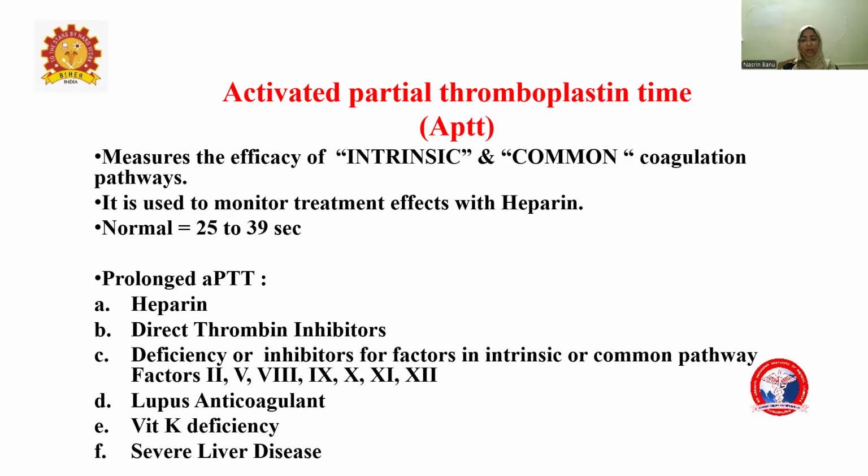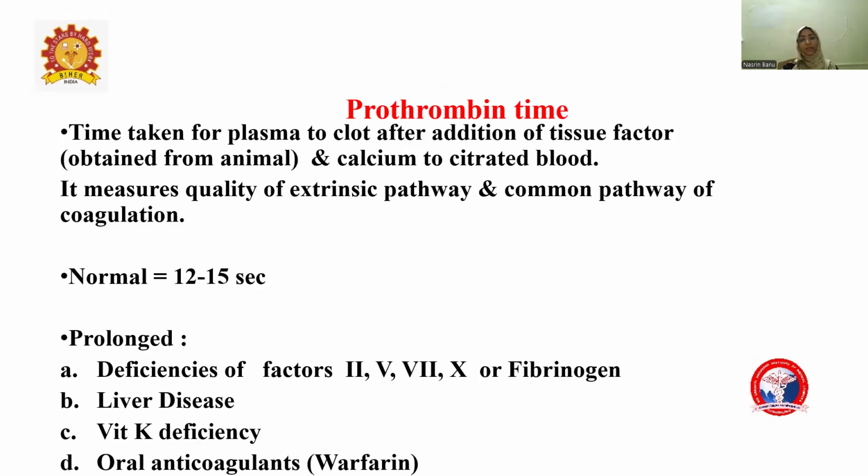APTT measures the intrinsic and common pathway, and PT measures the extrinsic and common pathway. The normal prothrombin time is 12 to 15 seconds. Prothrombin time is prolonged in deficiency of factors 2, 5, 7, 9, 10 or fibrinogen, and in patients with liver diseases, vitamin K deficiencies, and patients who are taking oral anticoagulants such as coumadin. In all of these patients, the prothrombin time will be prolonged.